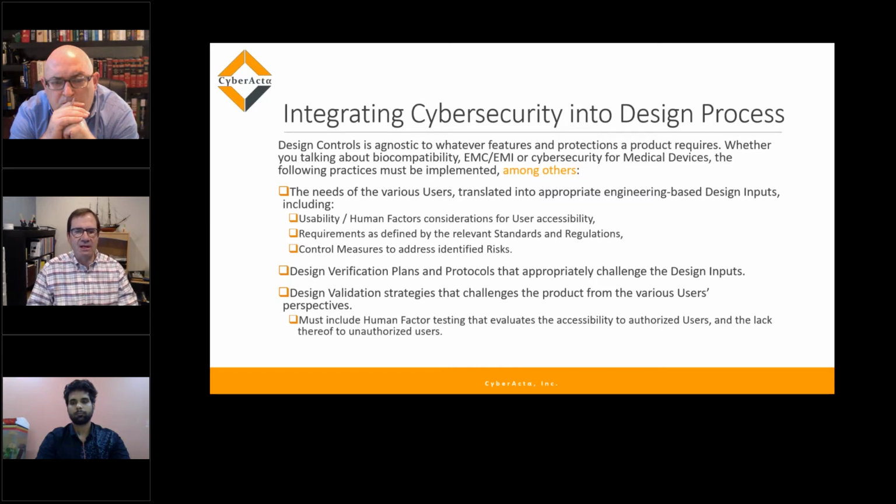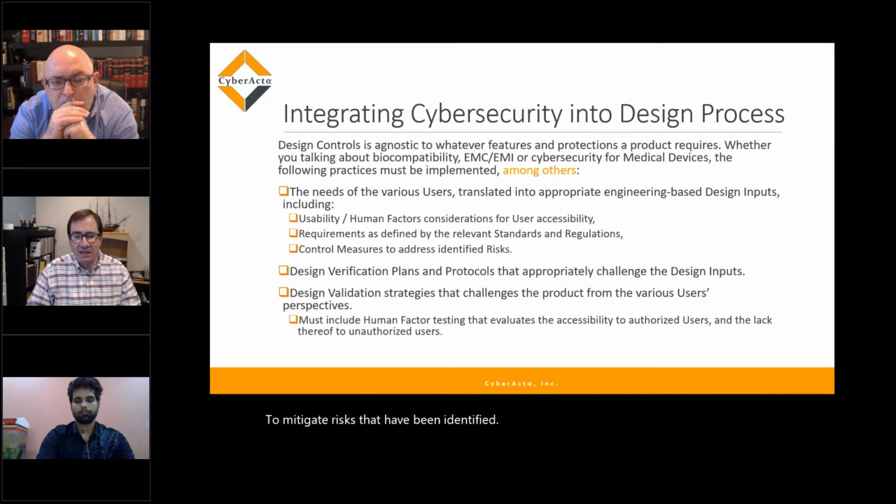Understand those requirements that come from standards. Understand from your risk management. John talked a lot about risk management. We need to understand what control measures we need to put in place to mitigate risks that have been identified. Once we do that, once we go through our design element, it's very important to have a good verification plan that appropriately challenges all of these design inputs, right?